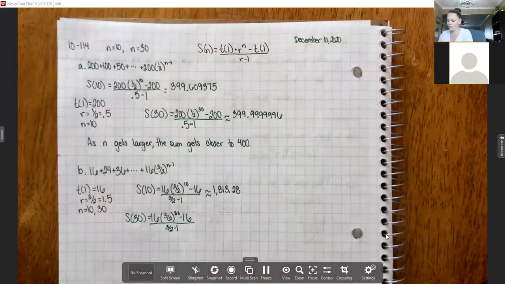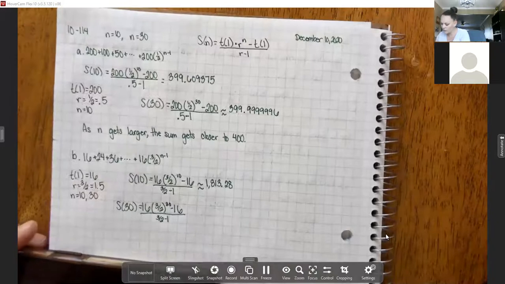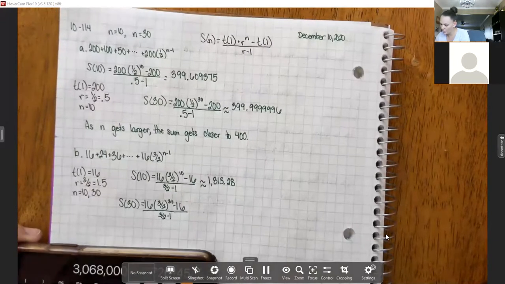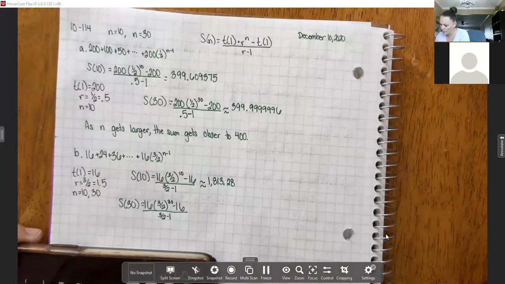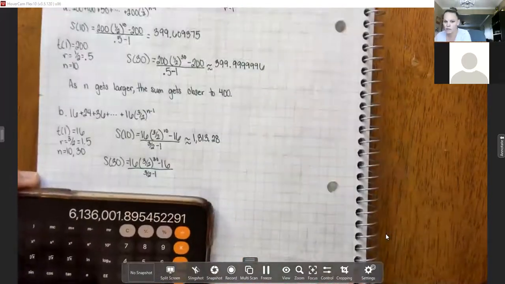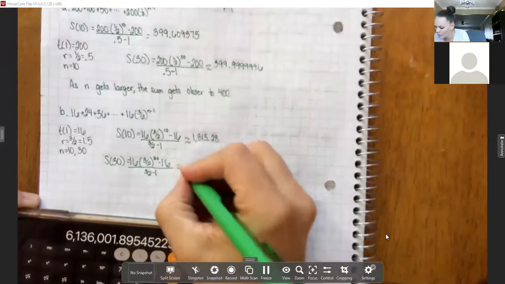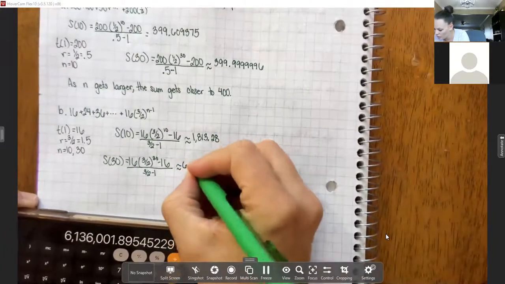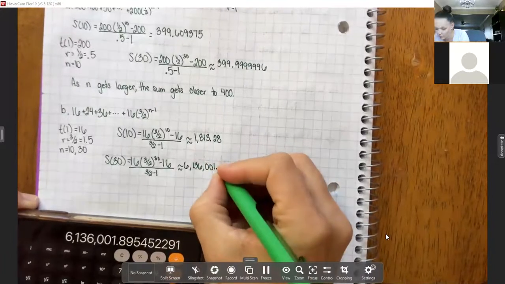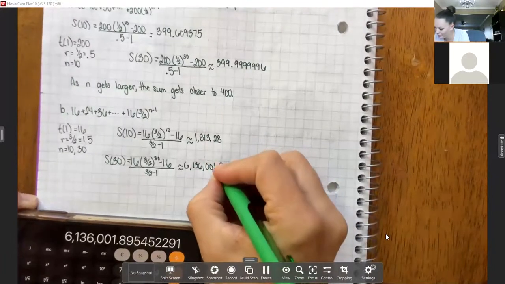Okay. All right, so 16 times 1.5 to the power of 30, minus 16, divided by 0.5. All right, so this is a much larger number. So 6,136,001.9.